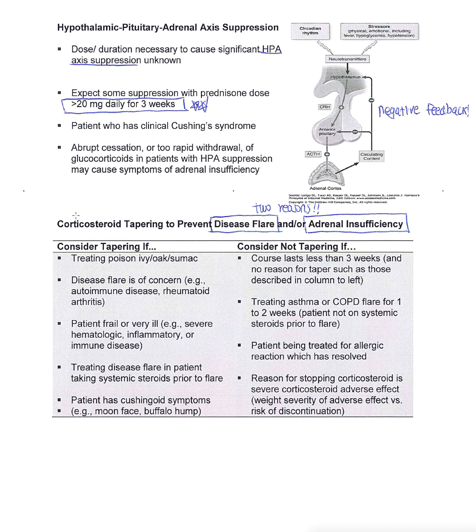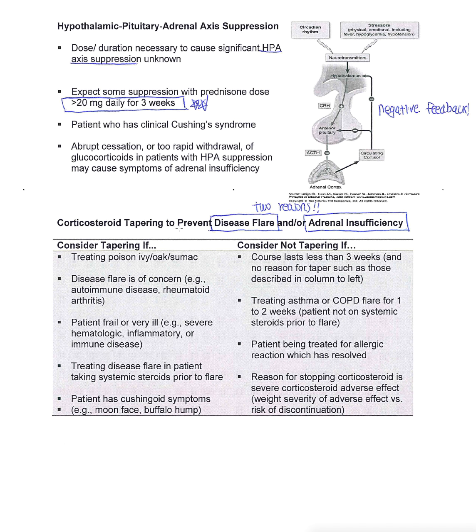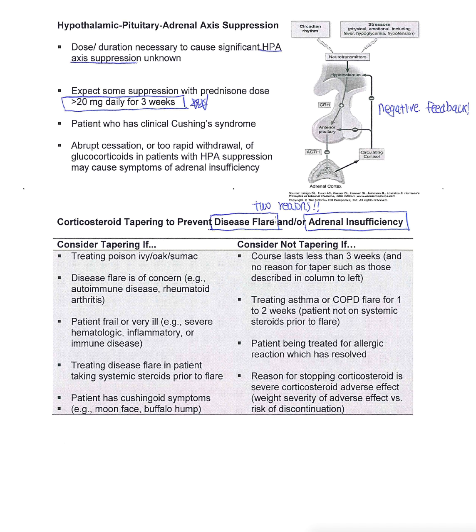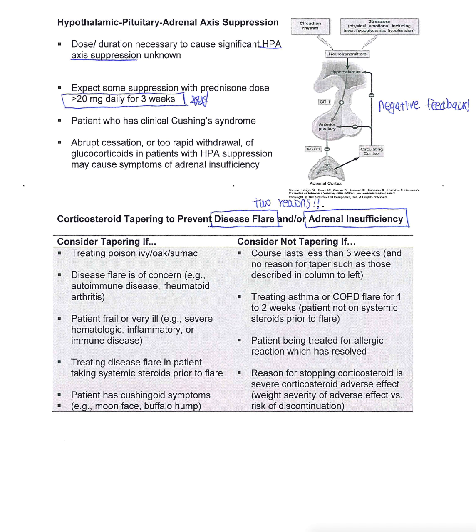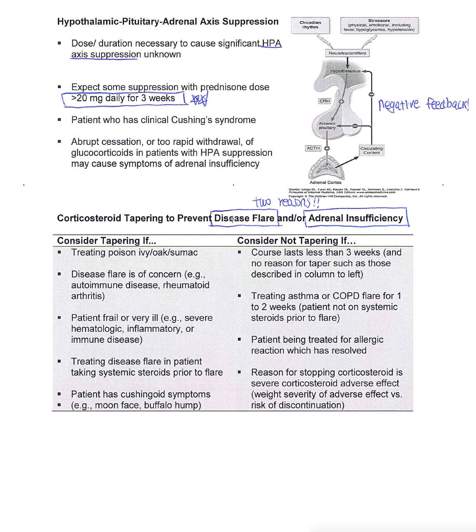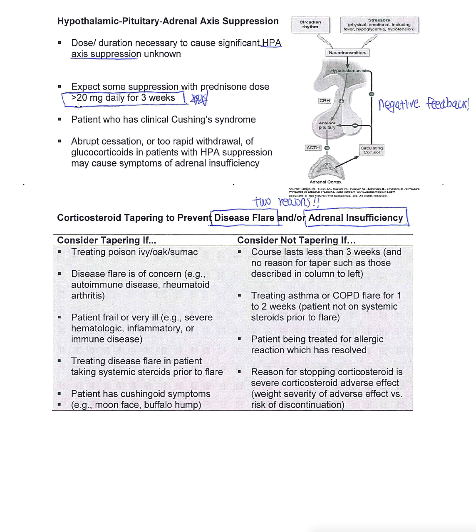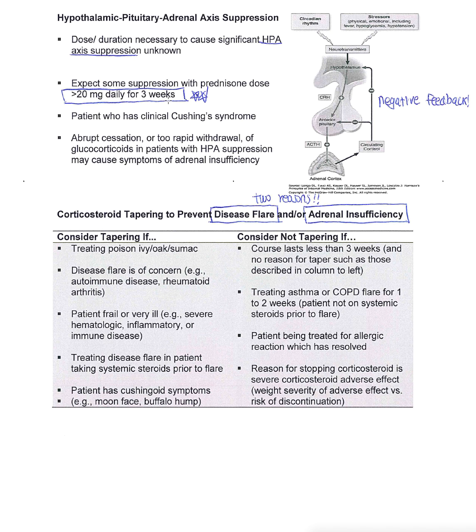All right, so remember that corticosteroid tapering should be considered to prevent either disease flare or adrenal insufficiency. It doesn't matter the duration of therapy, but if there is any concern with disease flare, we will taper. And adrenal insufficiency is a concern when patients are taking a high dose of prednisone, greater than 20 milligrams for longer than 3 weeks.